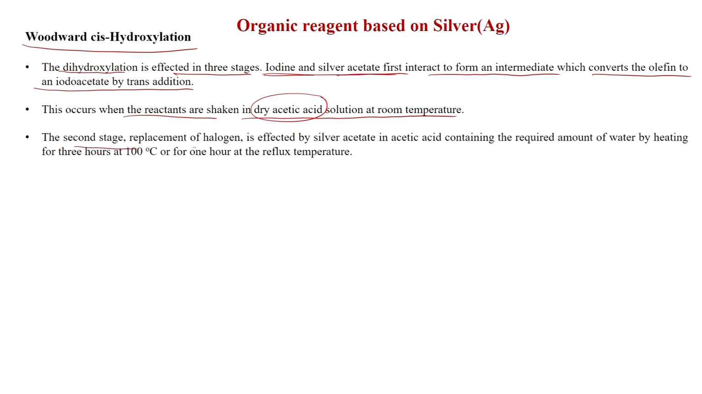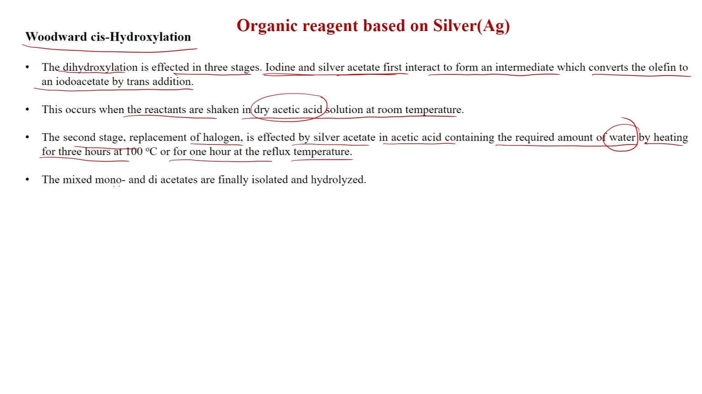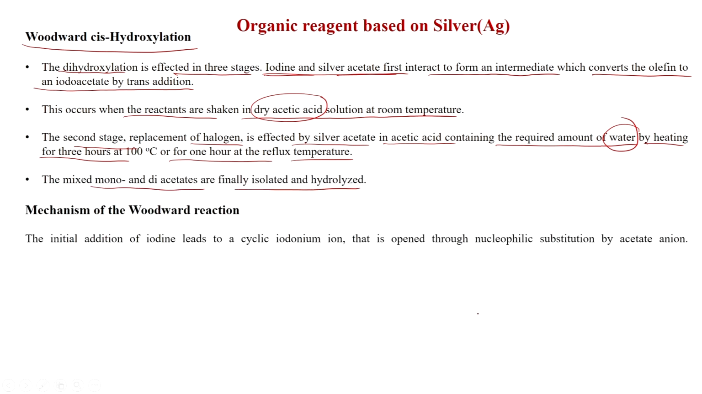The second stage, replacement of halogen, is effected by silver acetate in acetic acid containing the required amount of water. This is also important. The water you have to present by heating for 3 hours at 100 degrees centigrade or for 1 hour at the reflux temperature. And the mono and diacetates are finally isolated and hydrolyzed.